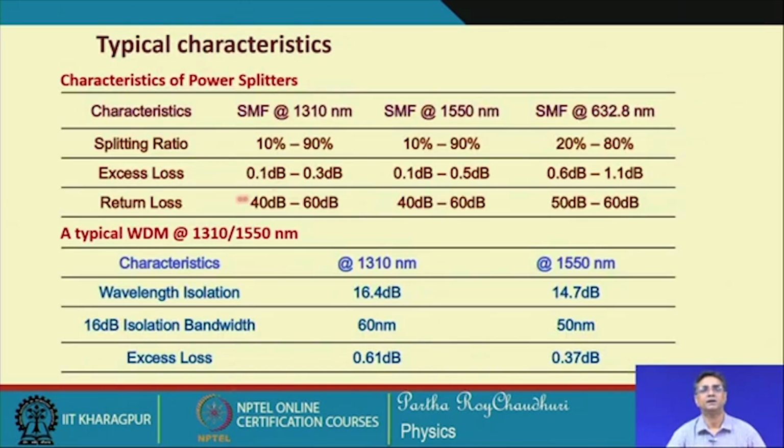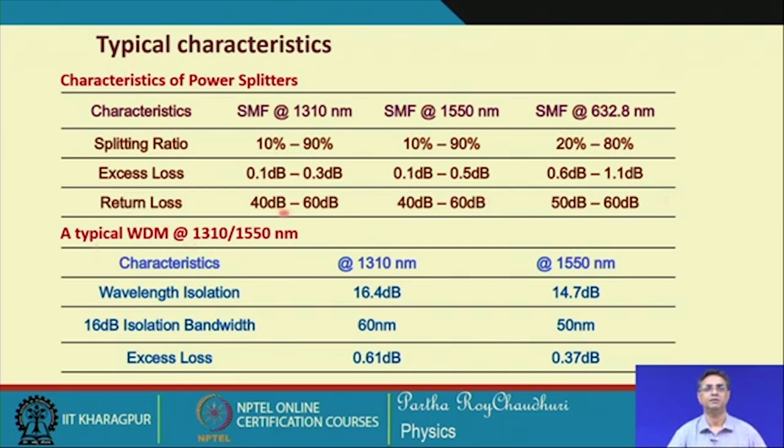Then the typical characteristics of optical fiber couplers, these are the real numbers. Splitting ratio can be between 10 to 90% for single mode fiber at 1310 and 1550, and also at helium neon laser wavelength 20 to 80%. Excess loss could be somewhere between 0.8 to 0.3, this is 0.1 to 0.5 and so on. Return loss is minus 40 to 60 dB, which is almost the same for all cases.